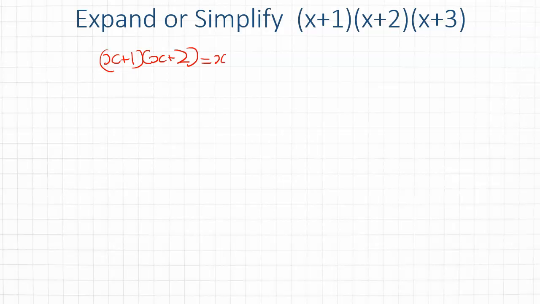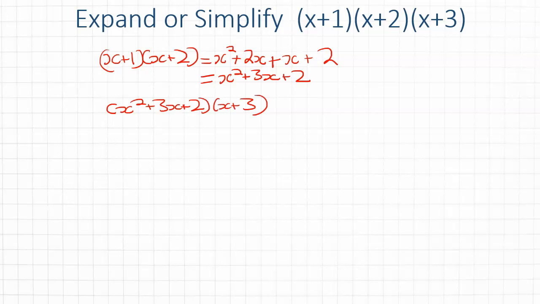X and x are the first terms. Multiplied together comes to x squared. The outside terms are x and 2, which multiplied together comes to x times 2 or 2x. The inside terms are 1 and x, multiplied together comes to x, and the final terms are 1 and 2, multiplied together comes to 2. The x and 2x terms can be added together, therefore we have x squared plus 3x plus 2 for the first 2 sets of brackets of our triple brackets expression multiplied. We then multiply this by x plus 3.